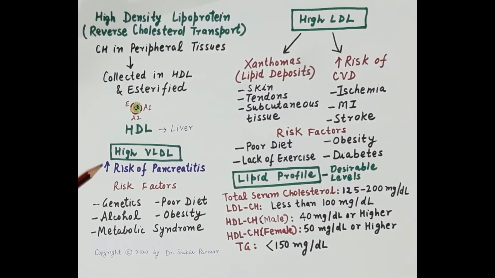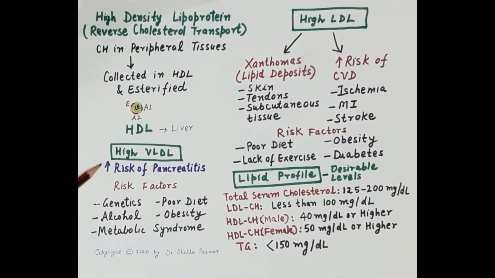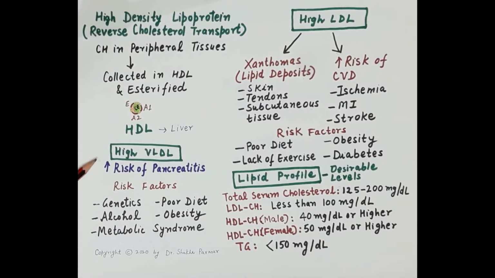Now let's see what happens if the levels of VLDL rise in the blood. High levels of VLDL, that is the very low density lipoproteins, or triglycerides of more than 150 milligram per deciliter, increases the risk of pancreatitis.